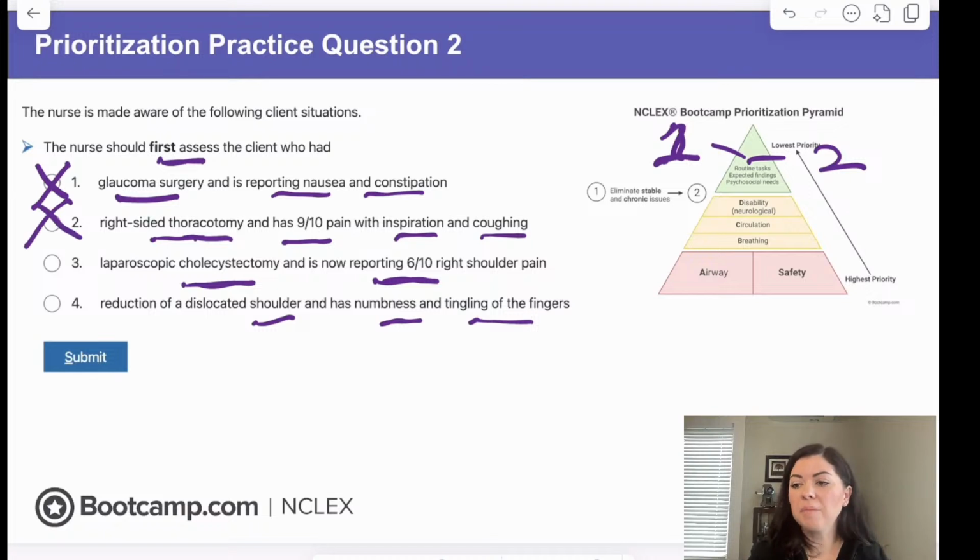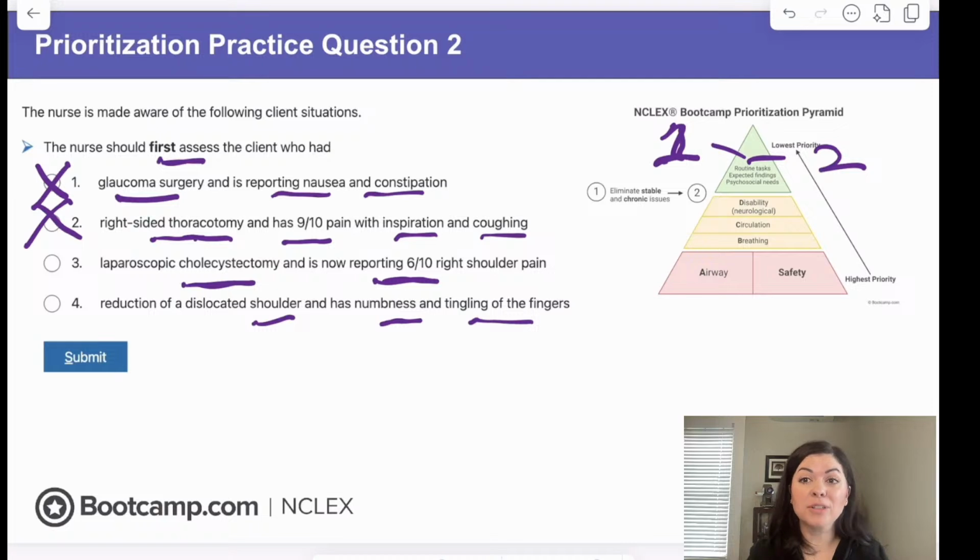Okay, and then option 3. The laparoscopic cholecystectomy with shoulder pain. So this is a little pop quiz for you guys. This is a very common post-operative side effect of any type of laparoscopic surgery. Why would a patient that had a laparoscopic surgery to the abdomen have shoulder pain? Can somebody tell me? And this is a very good distractor that you may see on these types of questions.